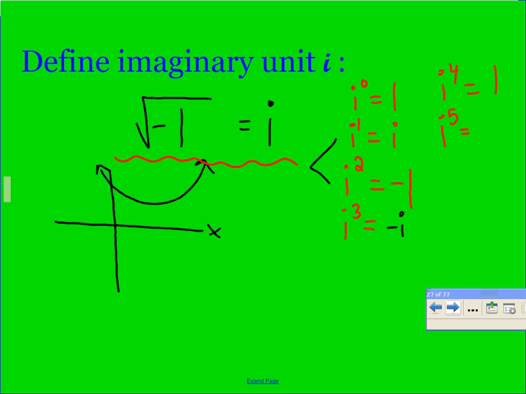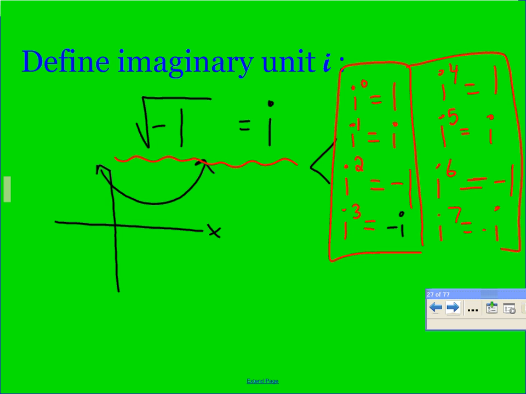i to the fifth, you can take i to the third times i to the second. Negative i times negative 1 is positive i. i to the sixth is negative 1. i to the seventh is negative i. I hope when you saw this pattern, you noticed that it repeats. We could keep going, and the pattern goes 1, i, negative 1, negative i, just keeps going.